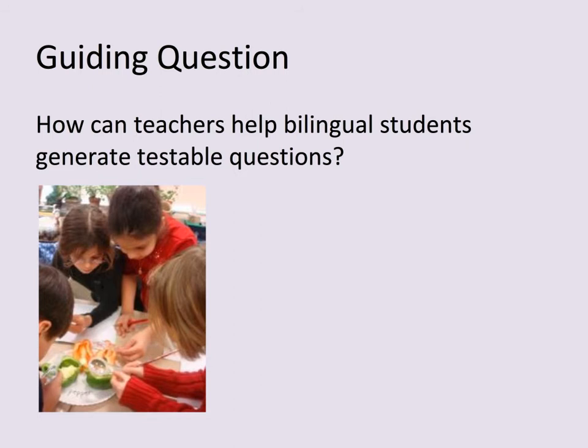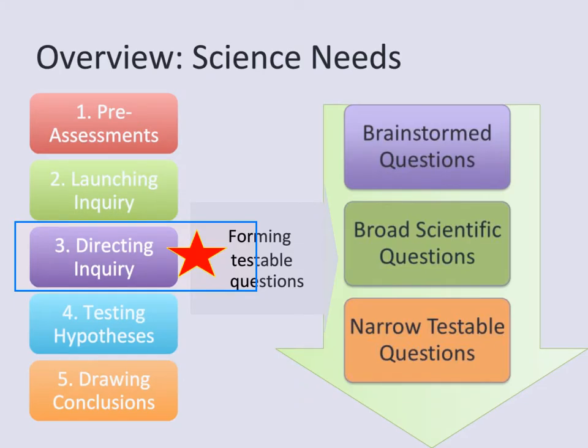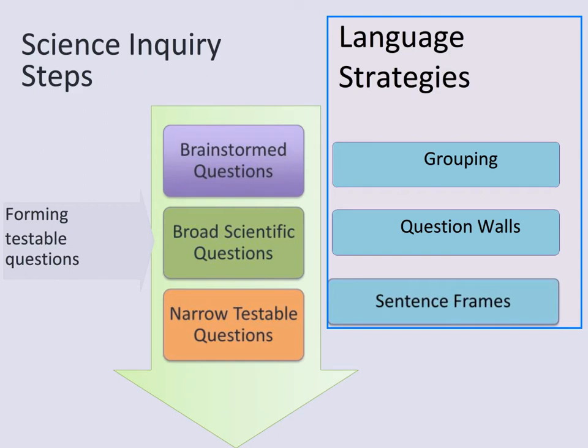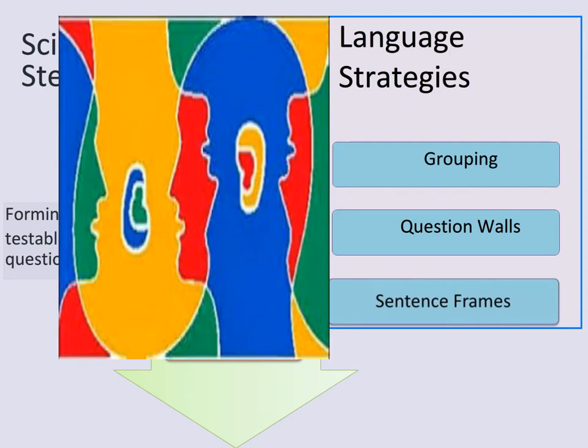Our guiding question for this week: how can teachers help bilingual students, especially those at the intermediate proficiency level, generate testable questions? We will break down this phase of science inquiry into 3 steps: brainstorming questions to engage students, generating one broad scientific question to guide the class, and finally forming narrow, testable questions which will lead student groups directly into hypothesis testing. In addition to the science inquiry steps, we'll look at 3 language strategies to go along with this phase. These are moves teachers make to help bilinguals get the most out of the inquiry process.